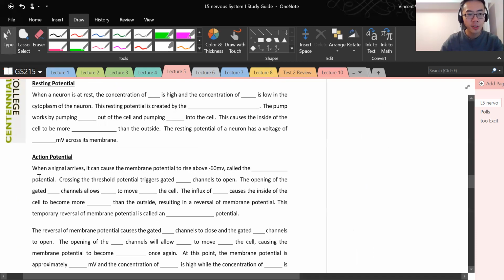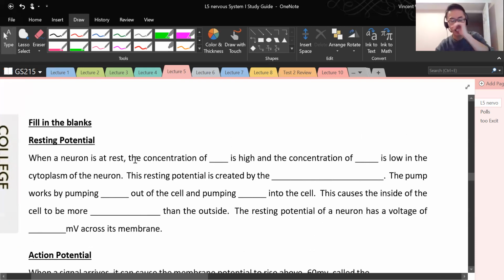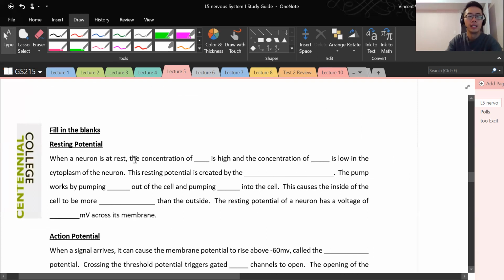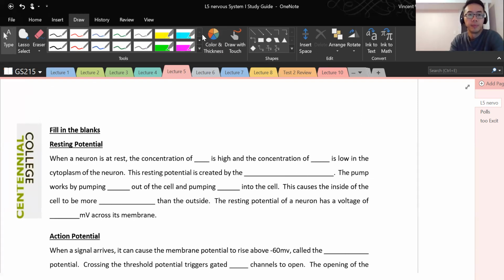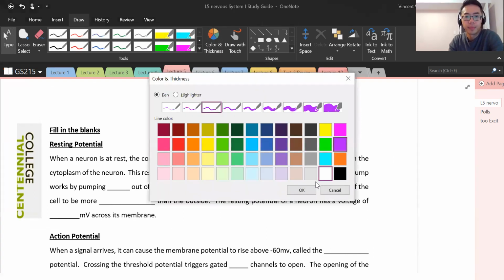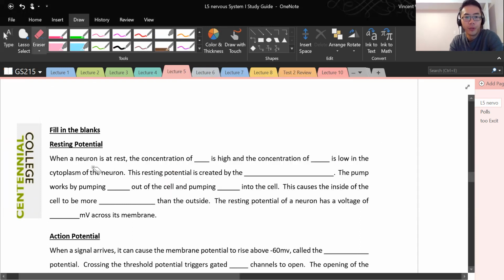Fill in the blanks here. Let's just quickly go through this. When a neuron is at rest, the concentration of potassium is high and the concentration of sodium is low in the cytoplasm of a neuron.